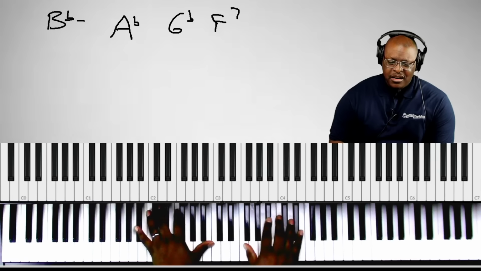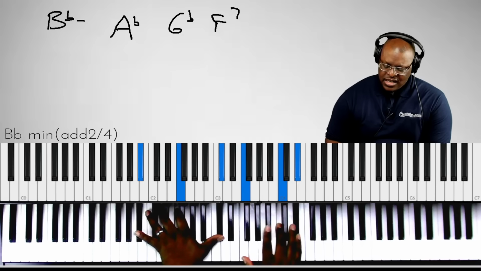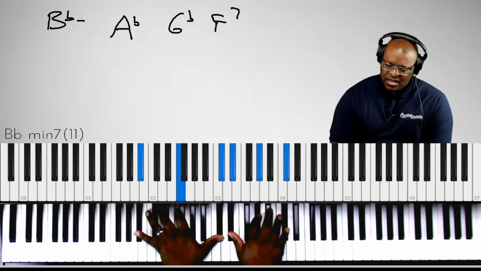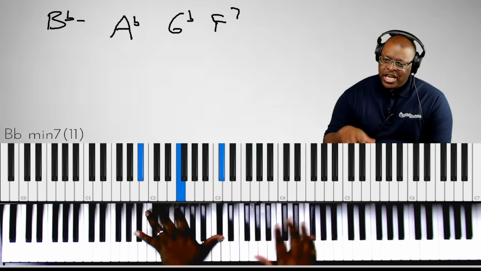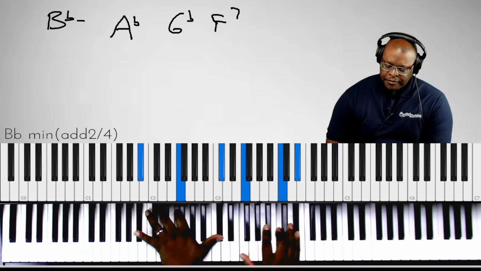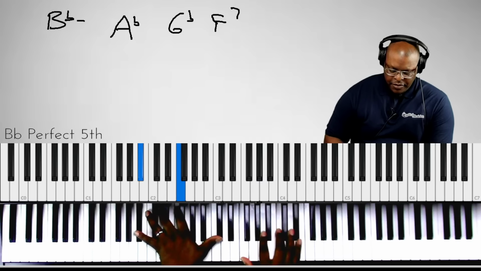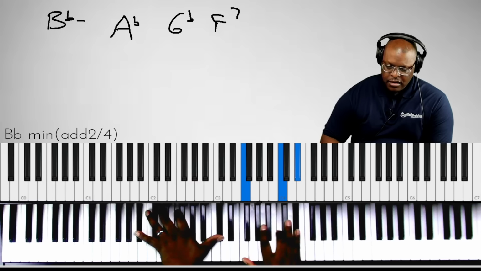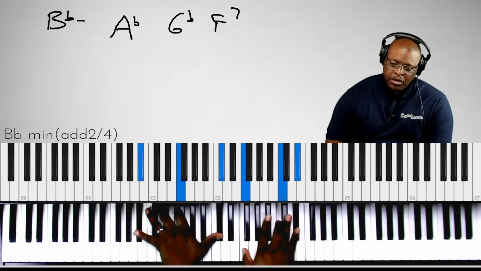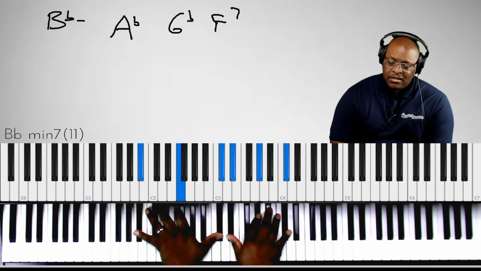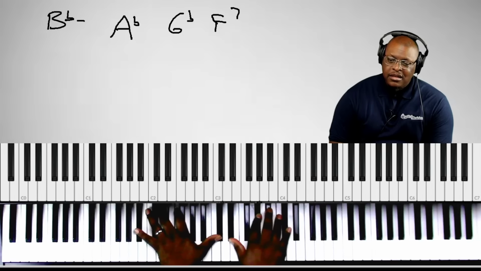So, what did I do there? I'm changing the extensions. Here's B flat minor. I have the B flat, here's B flat minor in my left hand, and then I have the 5, the 9, and 11th right here. Then I'm gonna move to a basic triad. I'm gonna move again to the 7th and 11th.